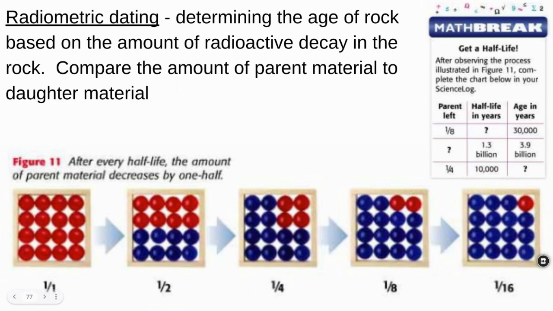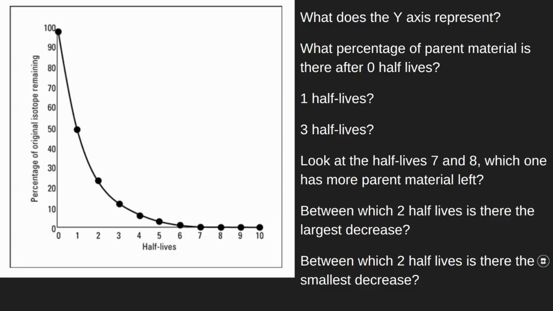Were you able to follow any of that? I hope you were. I'm trying my best to make it make sense to you, but I know it's tricky. Let's go through here. We have more questions to try and figure out radiometric dating in more detail. What does the y-axis represent in this? We always want to be able to look at a chart and quickly be able to ascertain what's the most important piece of information on here.